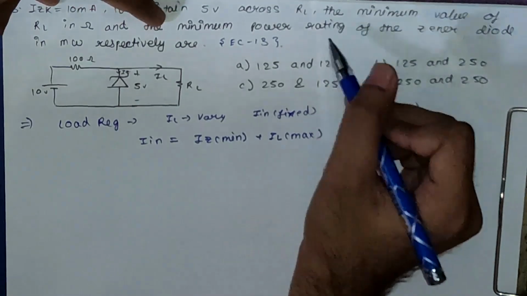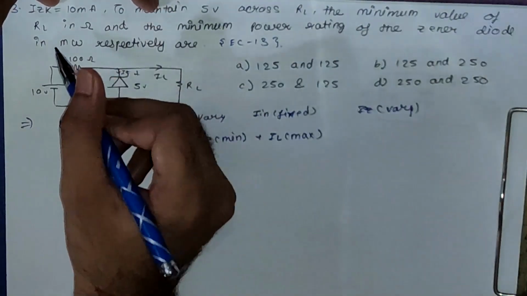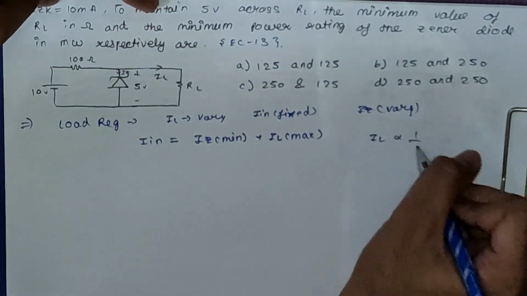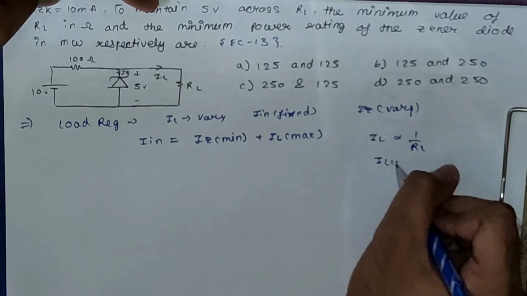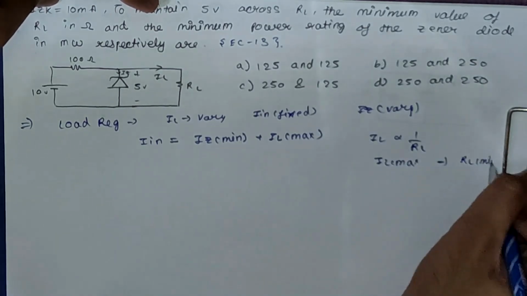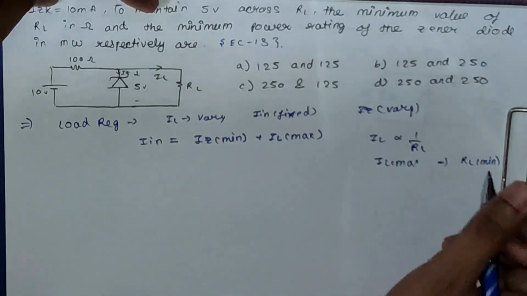And you can see in the question itself we have to find out the minimum value of RL. As you know, IL is inversely proportional to 1 upon RL. If we find the IL maximum value, in turn we get the RL minimum value, right? So from this equation we will get RL minimum directly.